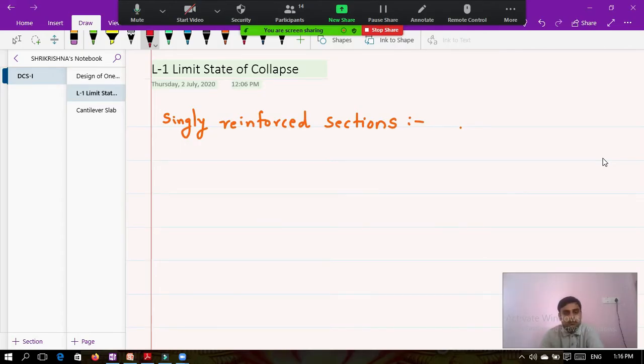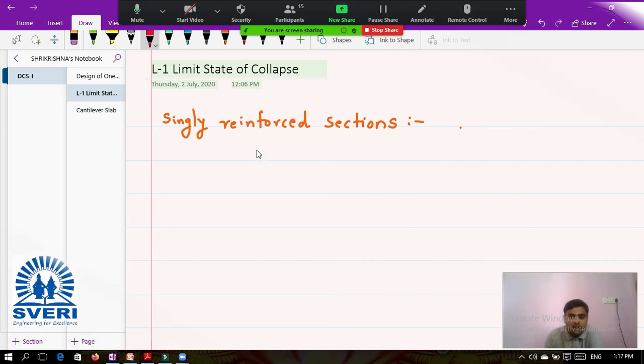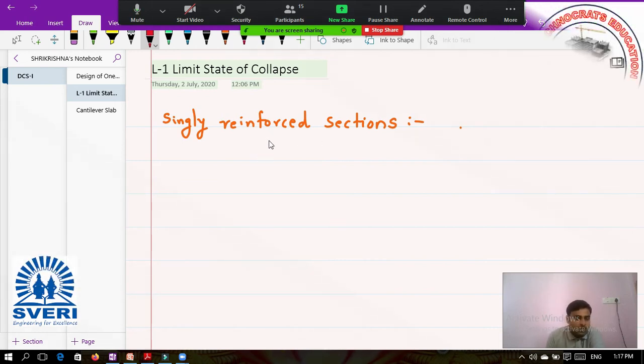Today we will start our next unit, that is limit state of collapse. In this unit, we are going to design the singly and doubly reinforced sections. So we will see first the theoretical part of this, what is the singly reinforced section. Then we will move forward.